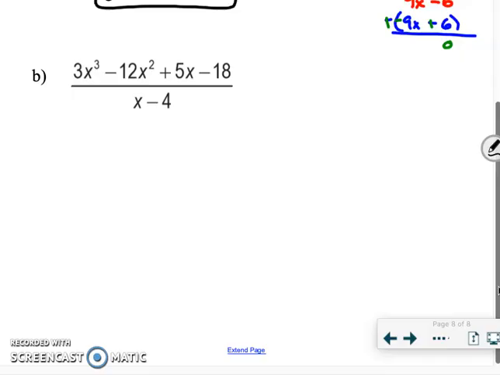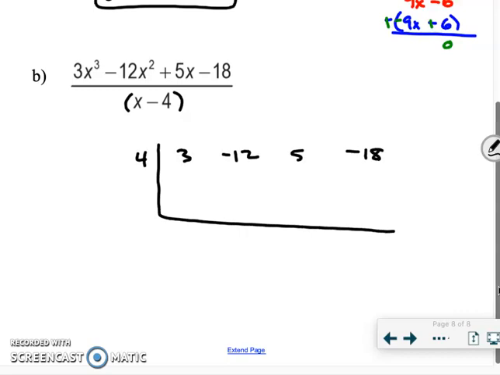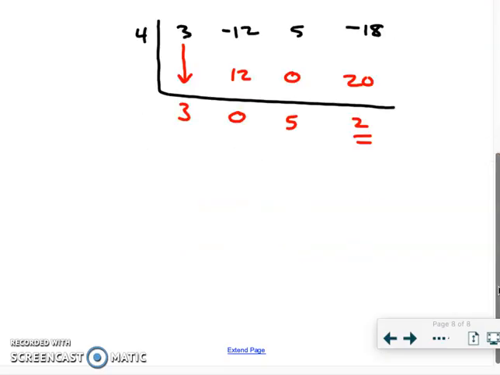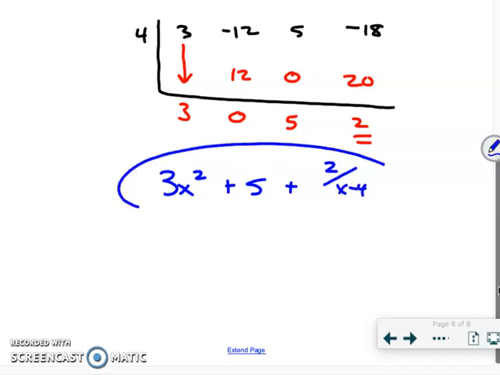All right, so in part B, we can absolutely use synthetic division. If x minus 4 is that divisor, positive 4 is that potential 0. We've got 3, negative 12, 5, negative 18. The pattern for our synthetic division, we'll see how fast we can do this. If I drop the 3, multiply to get 12, add to get 0, multiply to get 0, add to get 5, multiply to get 20, add to get 2. As we can see, that might seem like a problem, but we have a final answer of 3x squared plus 0x plus 5, plus 2 over, remember x minus 4 was that divisor.